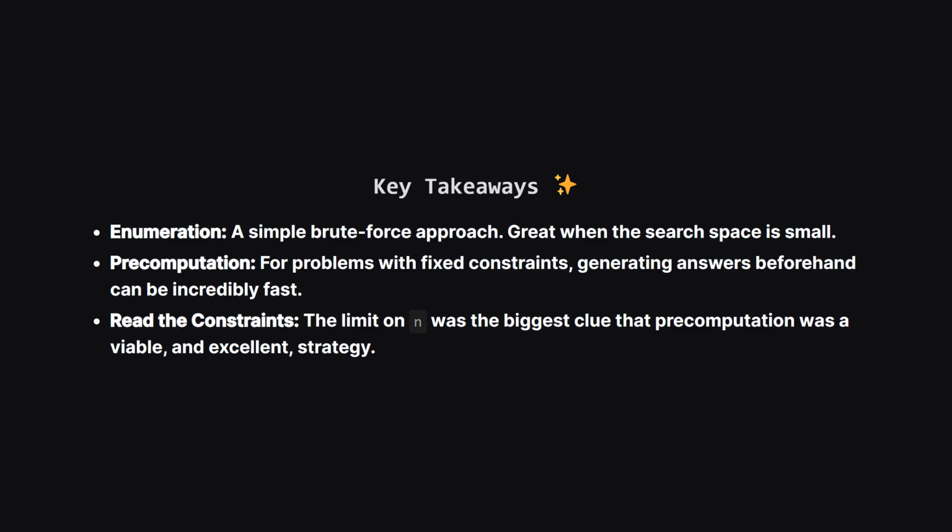So let's wrap it up. We looked at two great ways to solve this problem. The first was enumeration, a straightforward method that just checks every number. It works well when the distance to the next valid number isn't too large. The second approach was precomputation, where we used the problem's constraints to our advantage by generating a lookup table. This made the actual lookup incredibly fast. The big lesson here is to always pay close attention to the constraints. They can often hint at the most elegant solution.